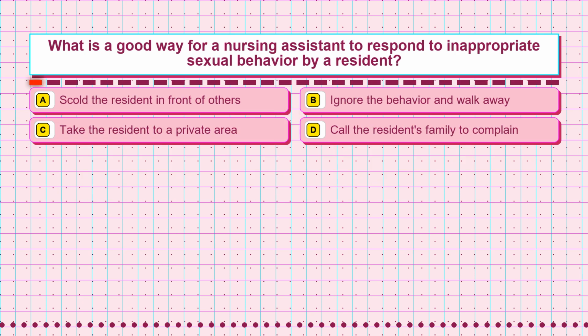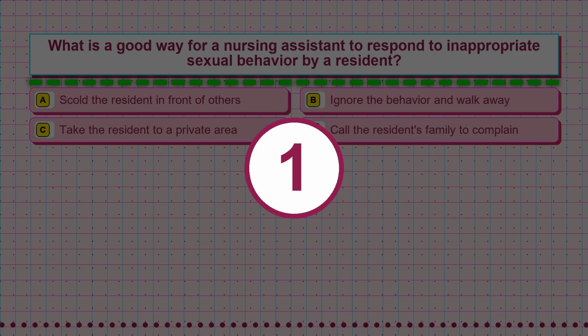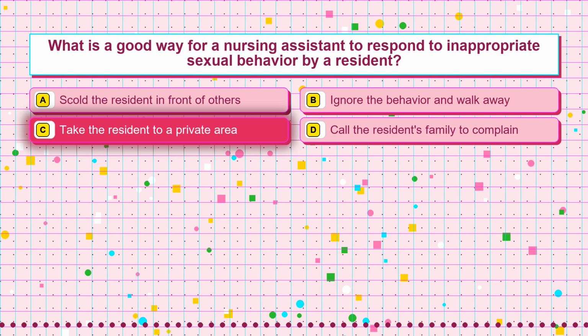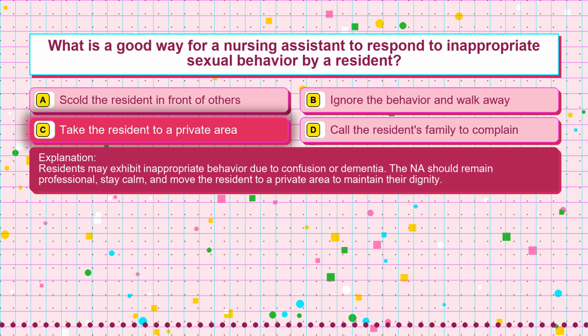Question 63. What is a good way for a nursing assistant to respond to inappropriate sexual behavior by a resident? Option A, scold the resident in front of others. Option B, ignore the behavior and walk away. Option C, take the resident to a private area. Option D, call the resident's family to complain. The correct answer is option C, take the resident to a private area. Residents may exhibit inappropriate behavior due to confusion or dementia. The NNAAP should remain professional, stay calm, and move the resident to a private area to maintain their dignity.